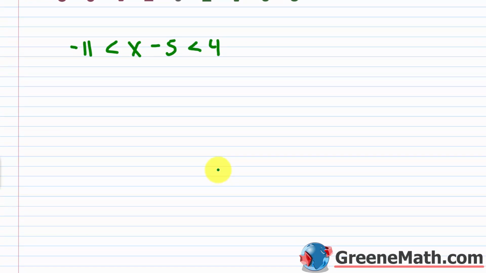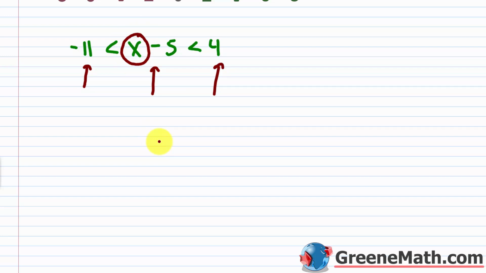The first way I want to show you how to solve this is to basically do the same thing to each part. So you have a part right here on the left, you have a part right here in the middle, and you have a part right here on the right. So that's why we say a 3-part inequality. My goal is to isolate the variable x in the middle. I want x to be between two numbers.